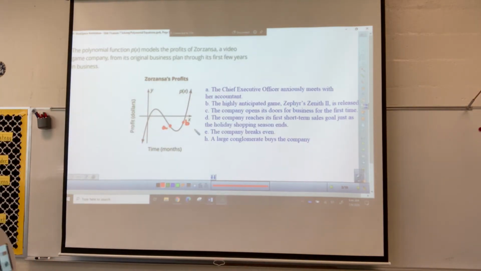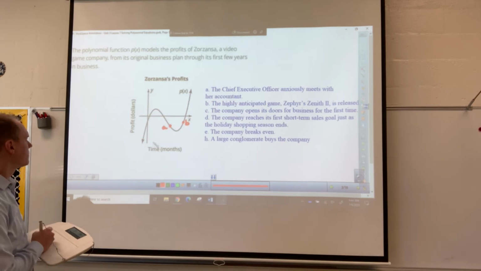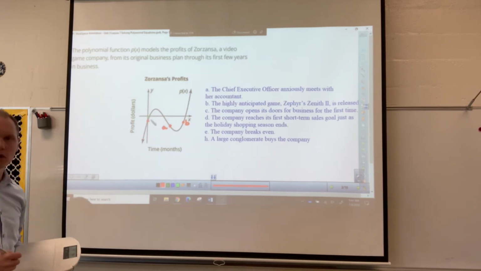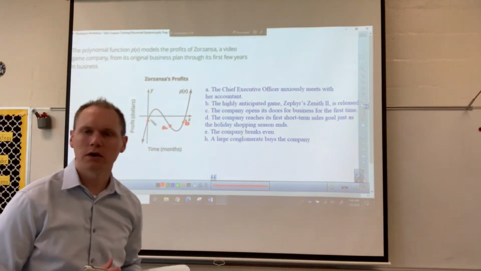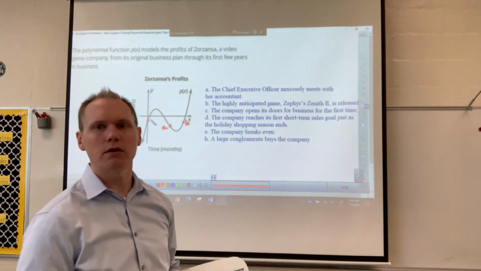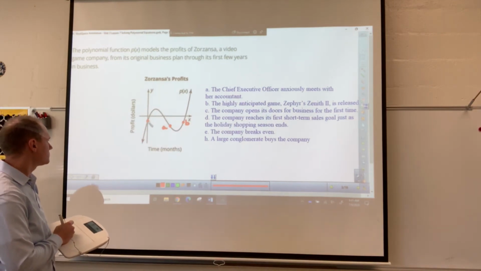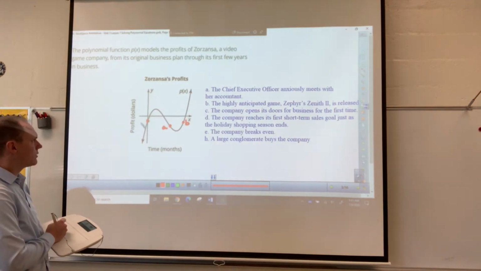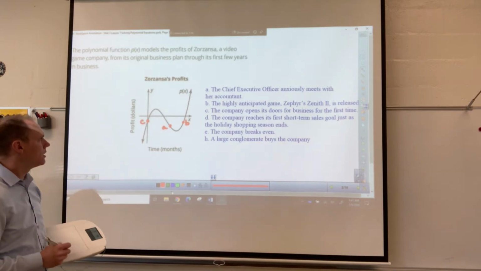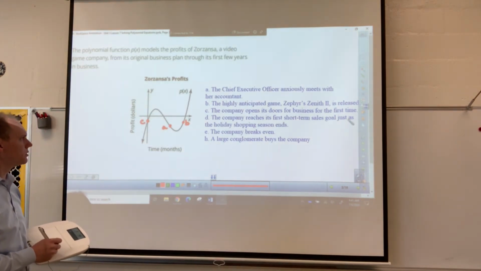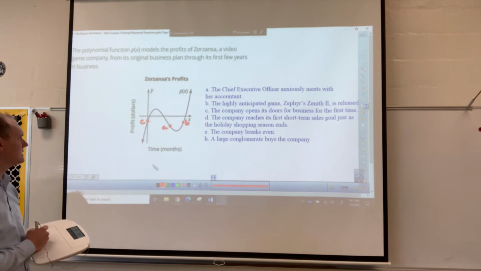The company opens its doors for the first time. So I'm going to say that's here at time equals 0, before the first month goes along and that kind of thing. So it's at month 0. At time 0, that would be C. All right. The company reaches its first short-term sales goal just as the holiday shopping season ends.